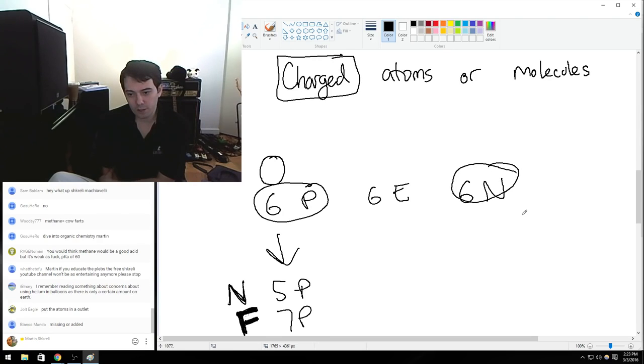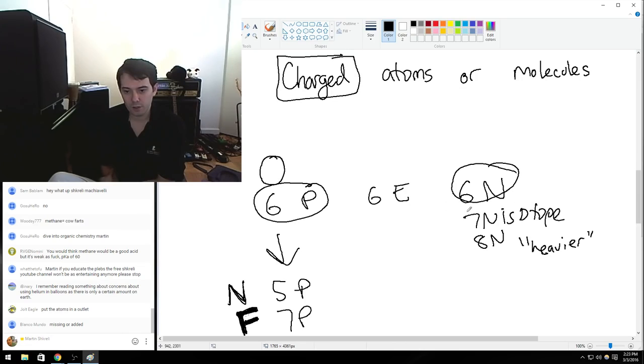And if you change the neutrons, the charge won't change. The neutrons are neutrally charged. You just get an isotope. It'll be heavier. It could be heavier than normal oxygen, but that's about it. You can get 7 neutrons or 8 neutrons. What happens if you change the electrons? That's where we get ions.